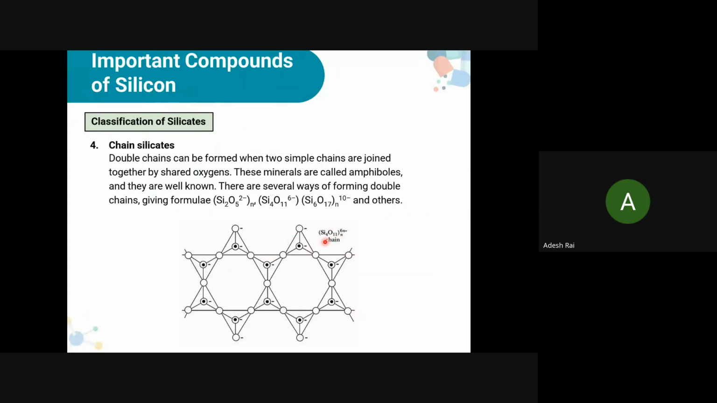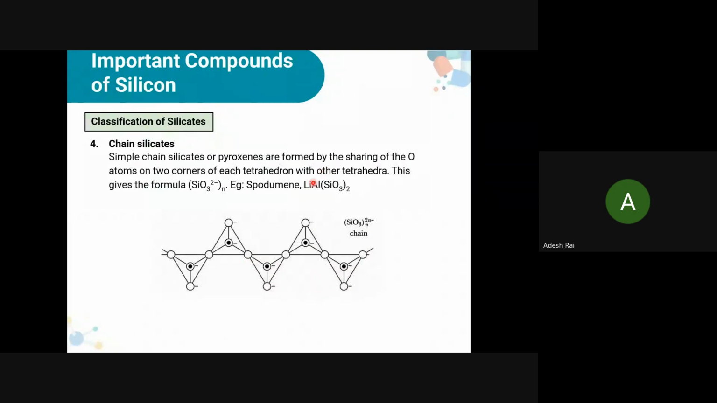Now, if we count the number of Si4O11, so count the number of silicon atoms. So 1, 2, 3, 4, 5, 6, 7, 10. Which formula has he taken? He has given the formula Si4O11. 6 and 2, 3, 4, 5, 7. Okay.